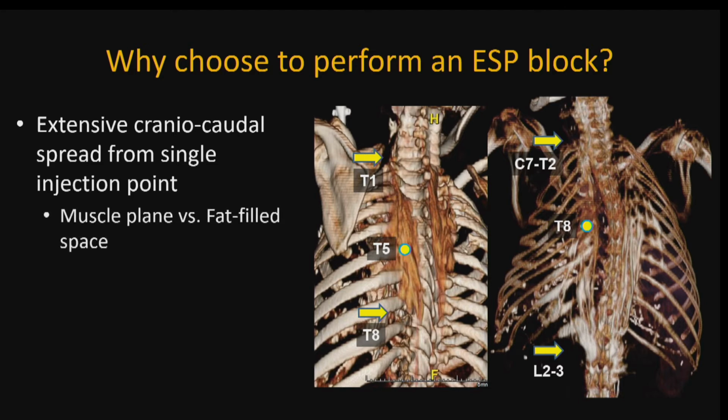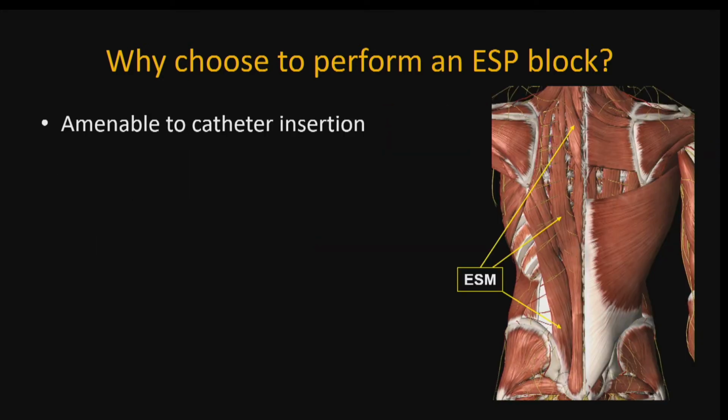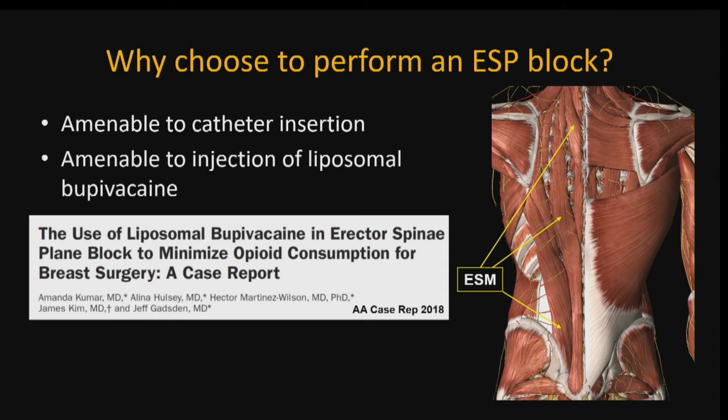And we attribute this to the fact that we're injecting within a muscle plane versus the fat-filled space of an epidural or paravertebral space. And that graph is from a study in paravertebrals, and the blue columns represent the MRI spread that was observed, which, as you can see, is fairly limited. The plane, once you open it up, is also very amenable to catheter insertions. They thread well and they tend to stay in place.